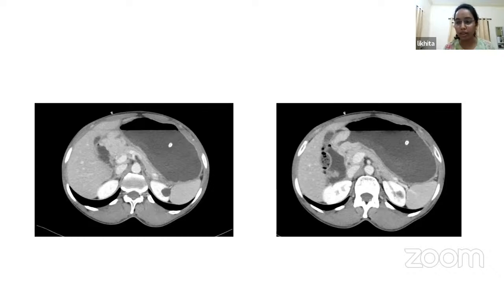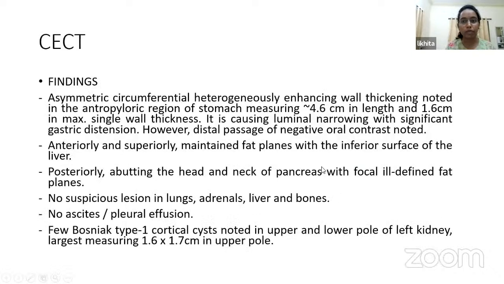This is a diffuse type, no? Still you prefer a subtotal? Yes, sir, because it is involving only a length of 4.6 centimeters and a thickness of 1.6 centimeters. So there will be enough normal stomach where we can give a proximal margin, sir. So I would prefer subtotal gastrectomy.